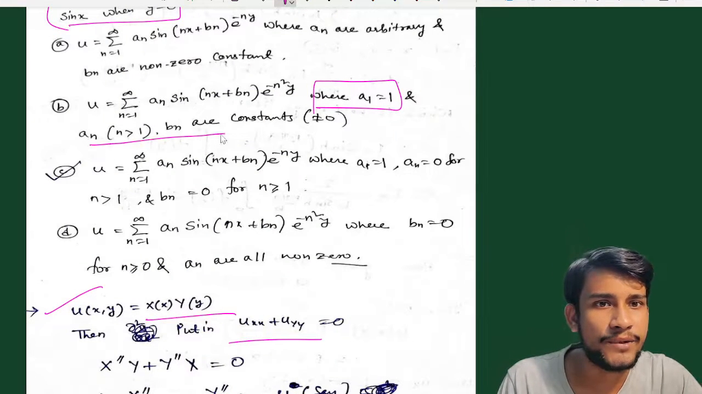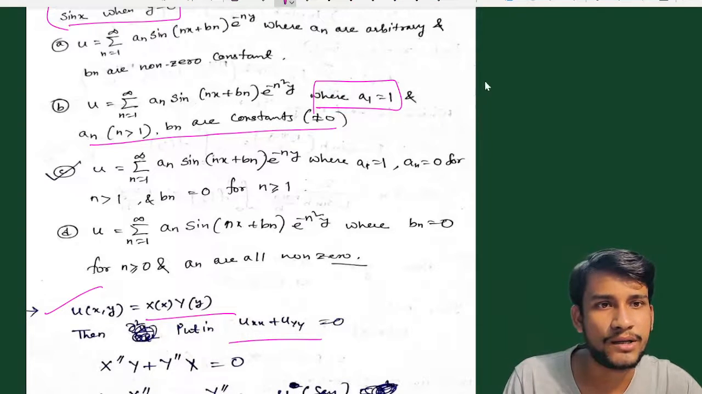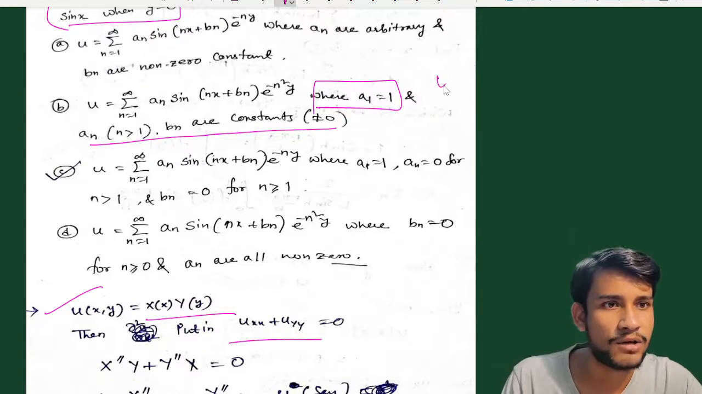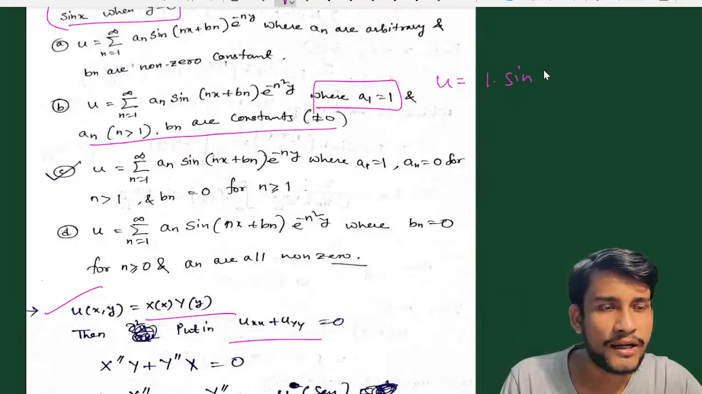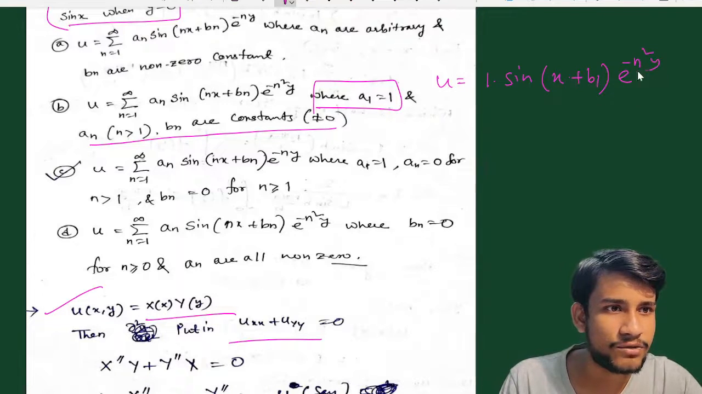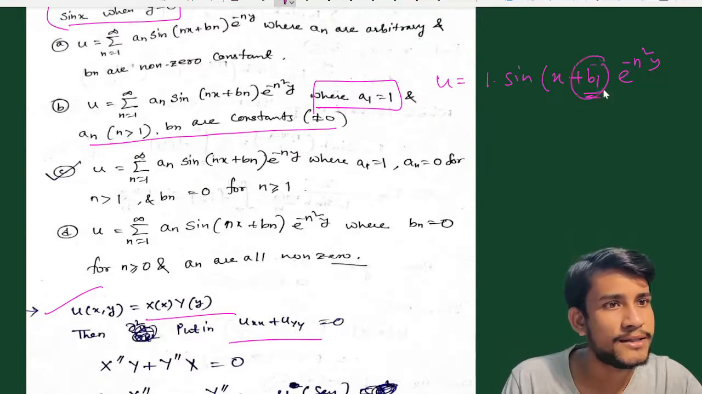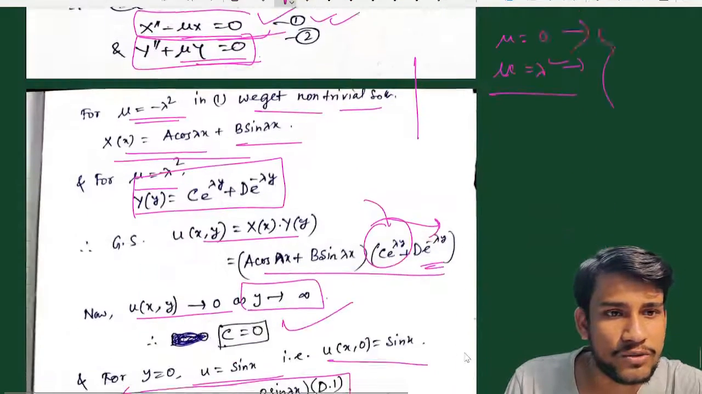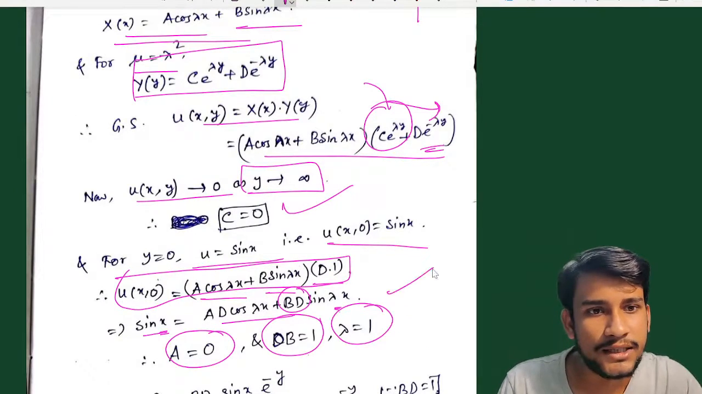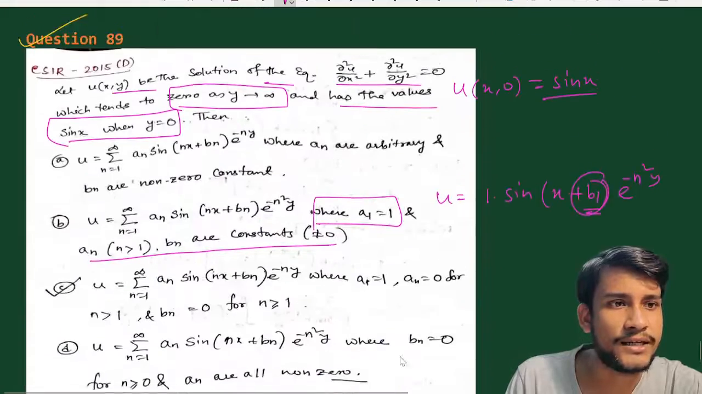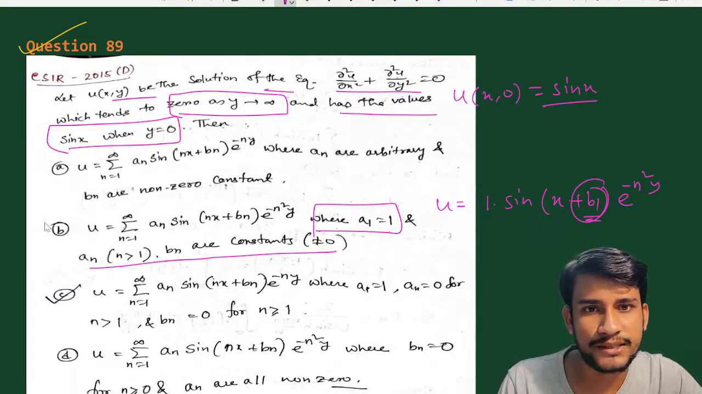and an, bn are constant, देखो तो यहाँ पर क्या होगा, a1 equal to 1 means पहला जो टर्म होगा u equal to 1 into sin x plus bn non-zero, तो b1 होगा and exponential minus n square y होगा. But यहाँ पर ये टर्म present है, तो जो हम solve this problem, ये इस तरफ से नहीं आ रहा है. ठीक है, तो सॉरी ये जो B option है ये incorrect होगा.